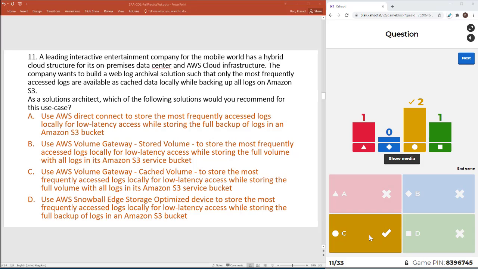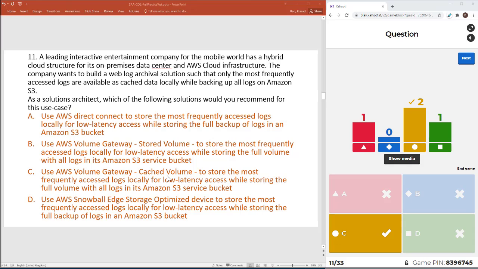Yeah, two of you got it right. It is the AWS Volume Gateway cached volume. Again, it's important to understand exactly what the question is saying, and which is the best option. We need to understand that this is talking about a hybrid cloud infrastructure. When it says hybrid, it means that the resources are present both on-prem and in AWS.